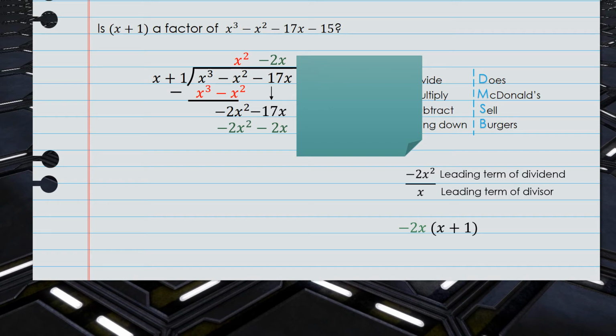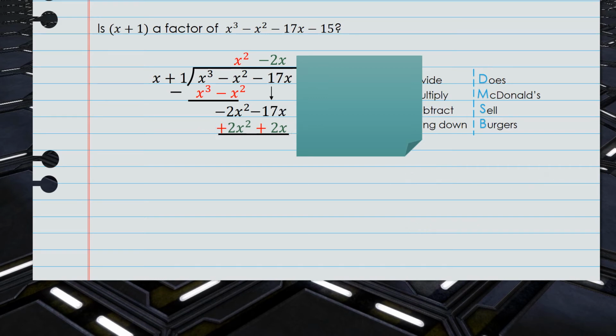Since we've done the multiplication, we're now ready for the subtraction. Now notice, the subtraction means we're going to draw the line and change all the signs since we are distributing that negative sign. So now we have a positive 2x squared and a positive 2x. Now we're ready to subtract. Negative 2x squared plus 2x squared, well, that cancels. Negative 17x plus 2x gives us negative 15x. Since we've done the subtraction, now we're ready to bring down.